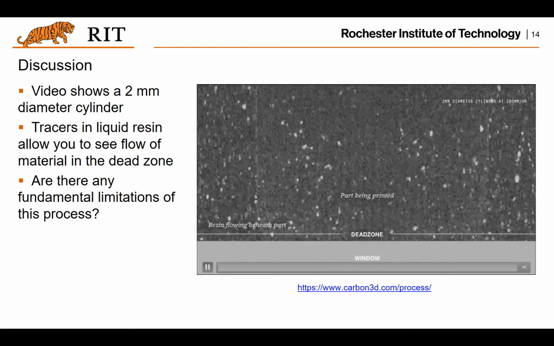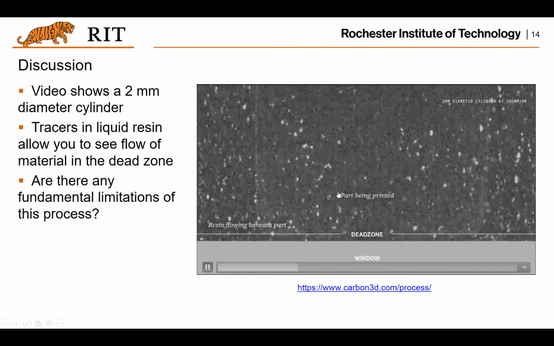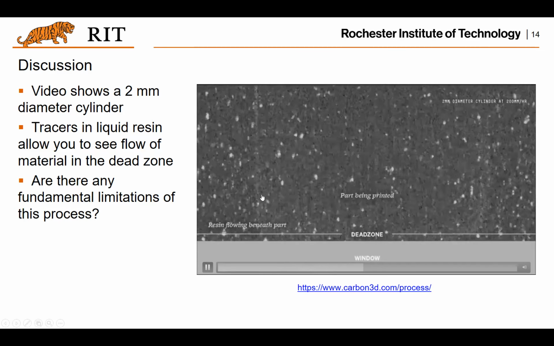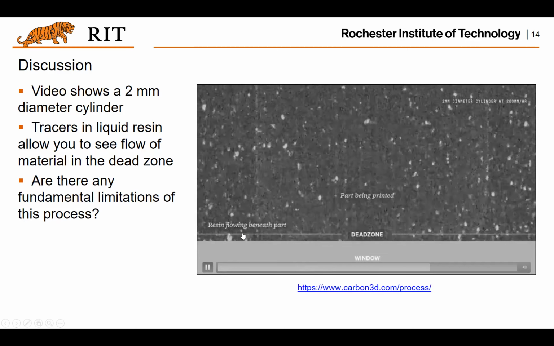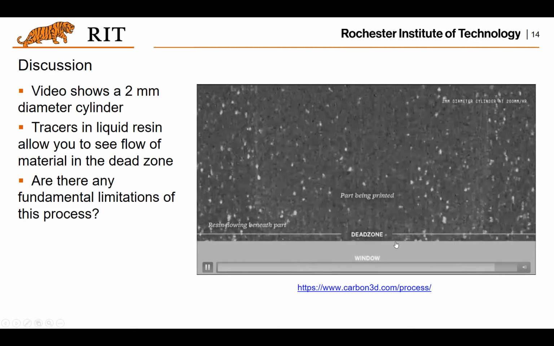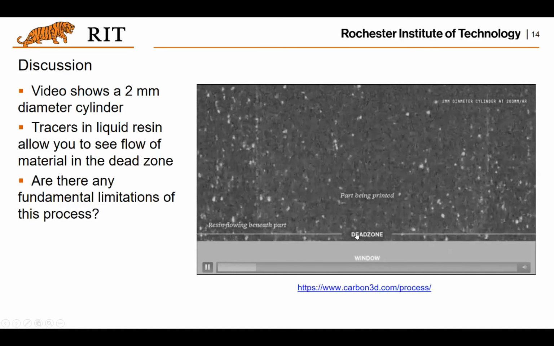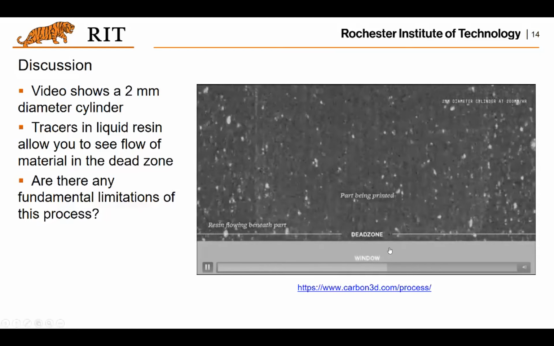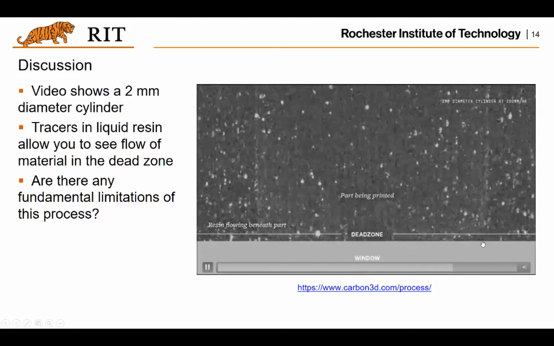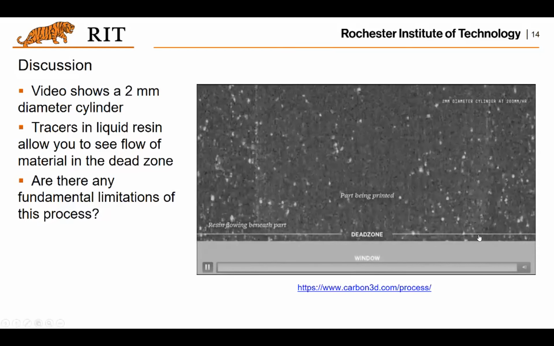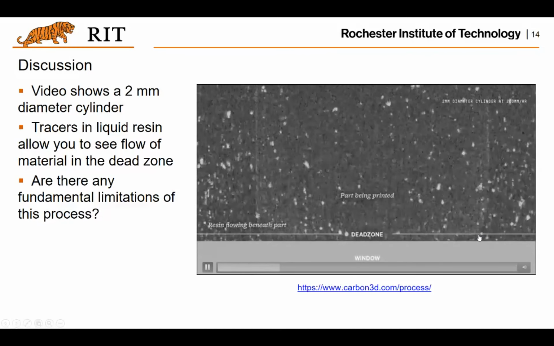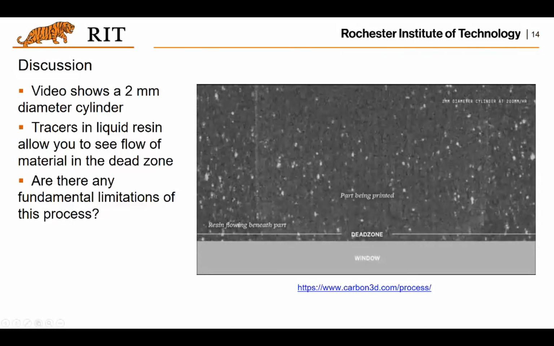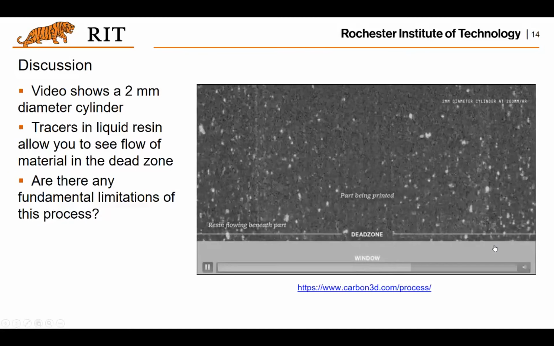The density is so high. So that's how it works. As I mentioned, let me show you this video. As you can see here, the resin material flows beneath the part continuously. And because of that zone, which has oxygen in it to prevent curing, this region prevents the sticking of the part to the bottom of the tank. So that's how it works.